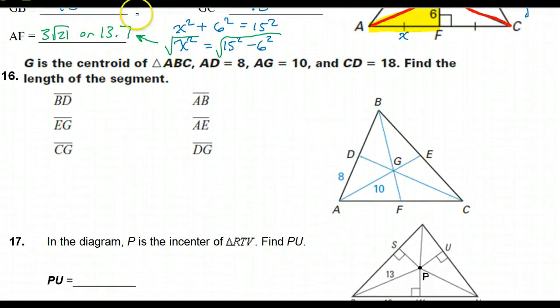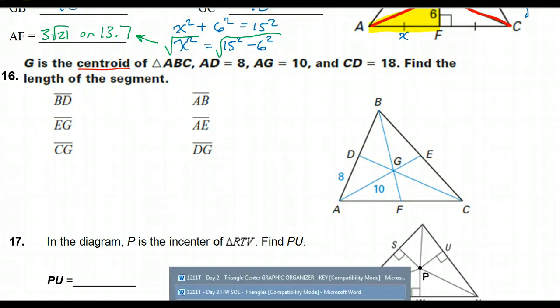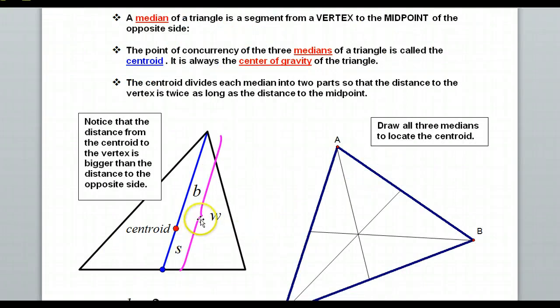Let's look at number 16 now. G is the centroid. Since we're dealing with a centroid, we need to look at the special properties of a centroid. Let me remind you about them. First of all, remember that the centroid is the intersection of medians. And medians are these segments that start at a vertex and go to the midpoint of the opposite side. So just in case it ever comes up, please understand that this is a midpoint.